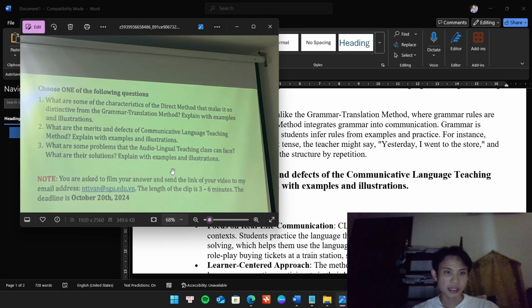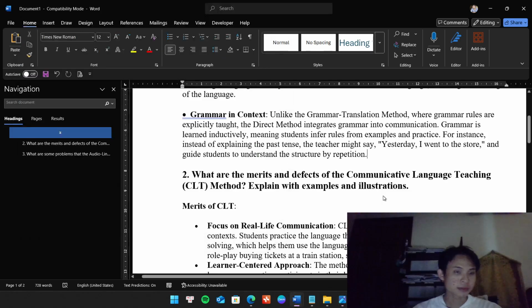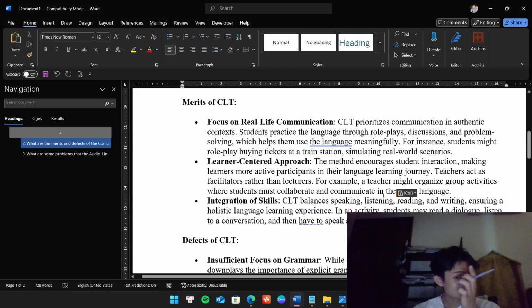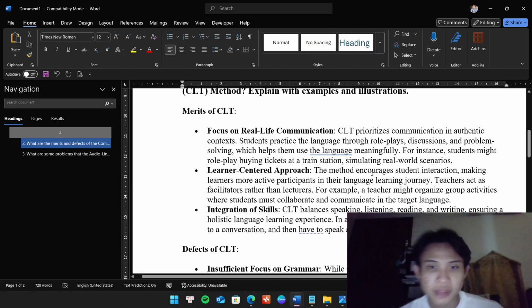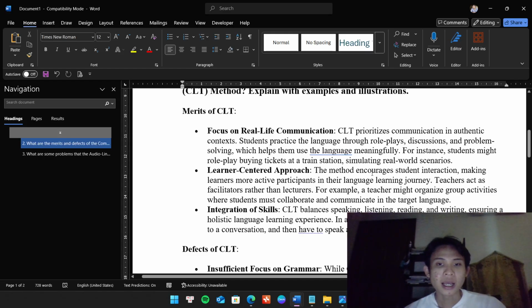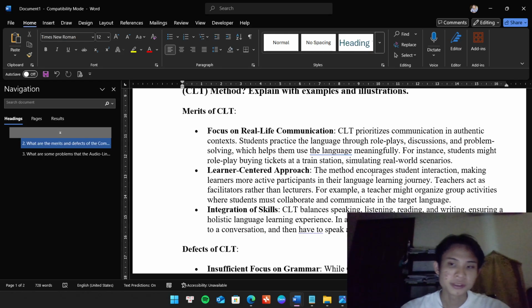For the second question, the merits and defects of CLT, with some illustrations and examples. The benefit is that students are able to learn authentic language, which means they learn language, vocabulary, verbs, or anything related to language that is used in real-life communication.